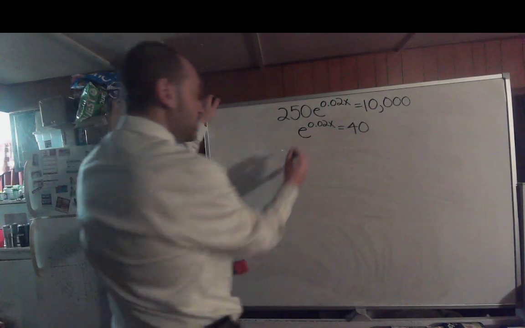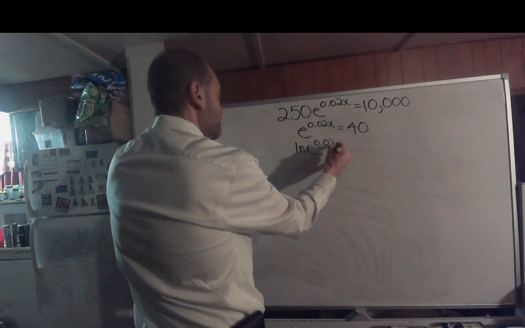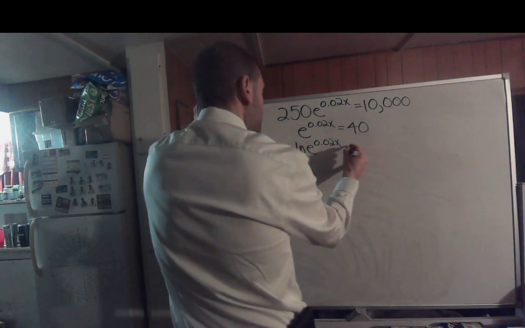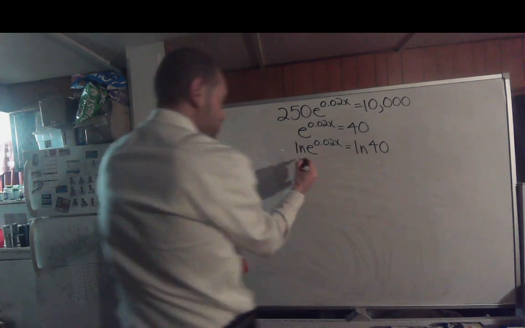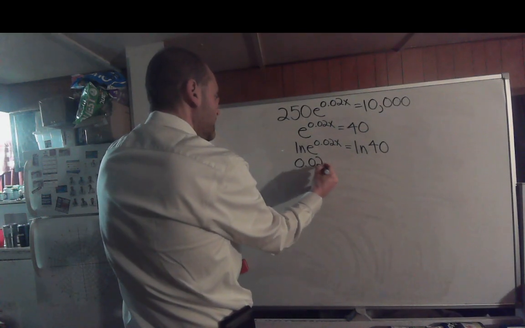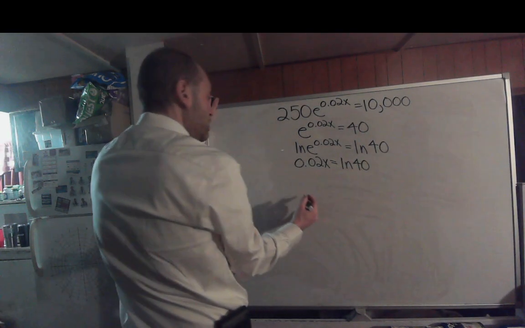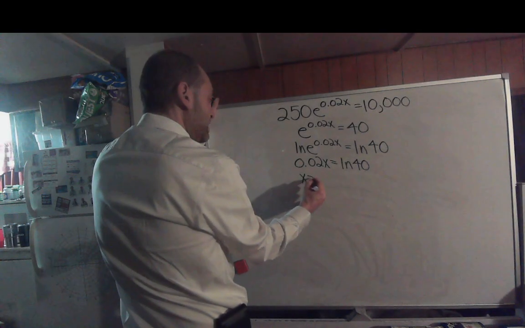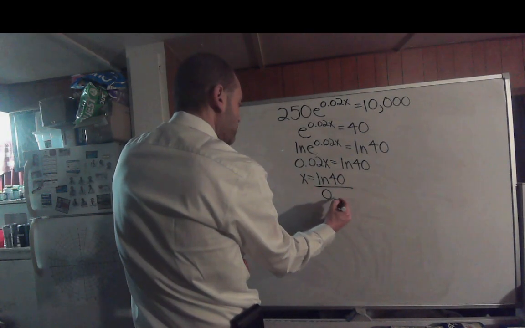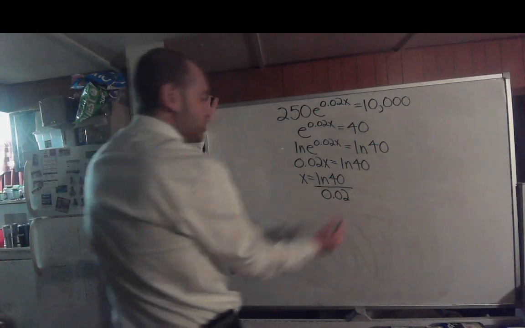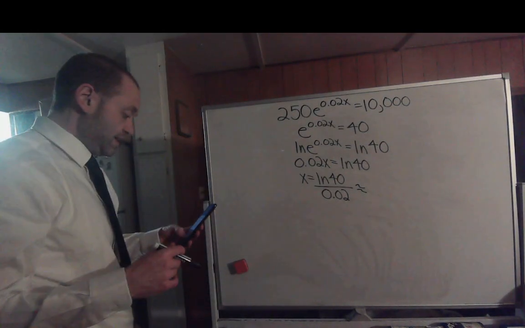Now just take the natural log of both sides, so it'll be the natural log of e to the 0.02x equals the natural log of 40, which would just give you that 0.02x equals the natural log of 40, which would end up giving you that x equals exactly the natural log of 40 over 0.02. That's the exact solution, but what about a decimal approximation? Let's go ahead and find that.